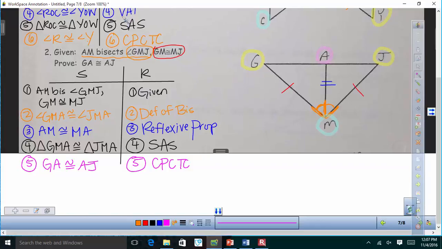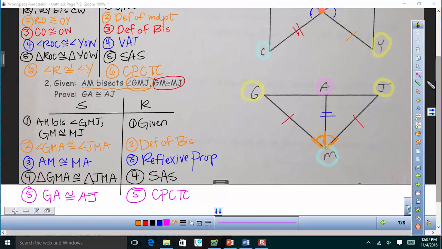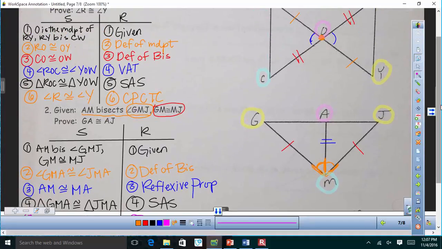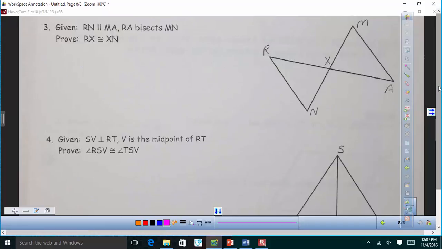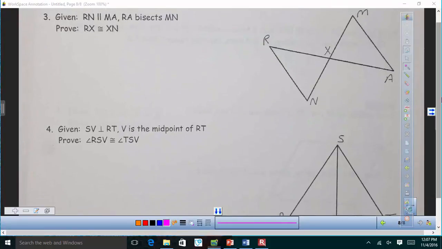In this first one, there was 5. In this one, there's 4 before the last step. So sometimes, depending on what you're given at the beginning, it could be a 6-step proof, or it could be a 5-step proof. Okay? So we're going to do one more, and then we'll be done.